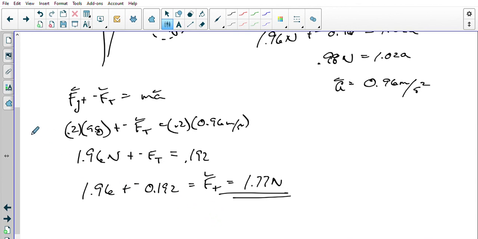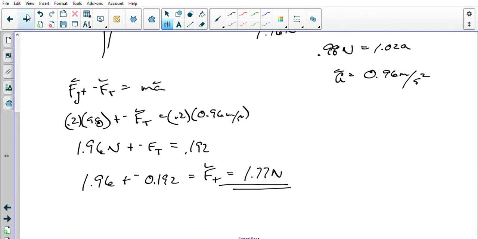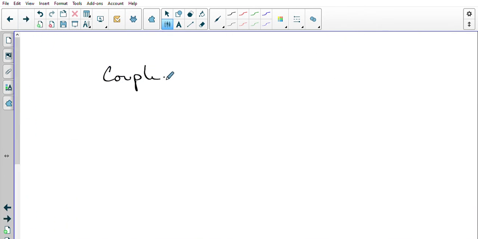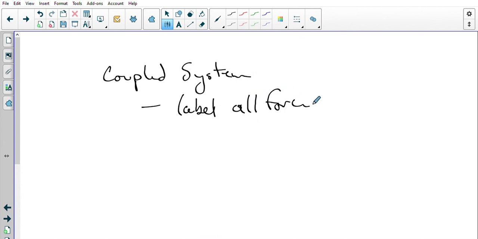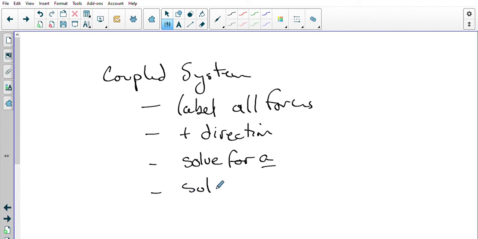All right. So coupled systems. Label all forces. Note the positive direction. Generally solve for A, and then solve for the tension. That's pretty much the steps. All right. There you go.